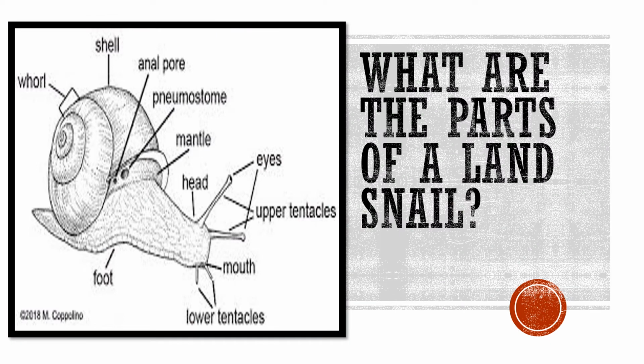Okay, what are the parts of a land snail? Well, we have the shell. I think that's probably the most identifiable piece that we all are accustomed to seeing, especially around this area. Then we have the mantle, the head, the eyes, the upper tentacles, the foot, the mouth, the lower tentacles. And remember those eyes, they don't use them to see very well because they don't really see quite well out of those. But they are still there, and we need to be able to identify where those are.